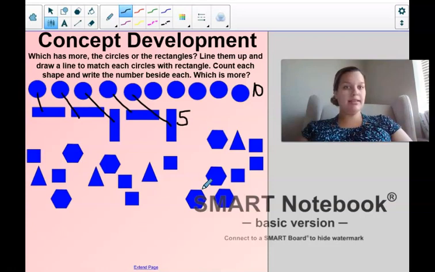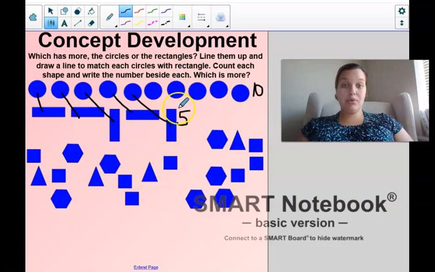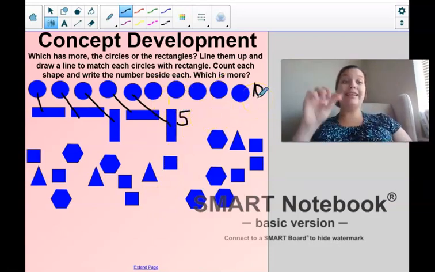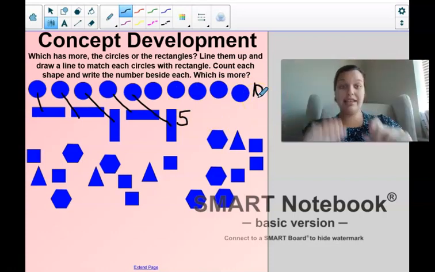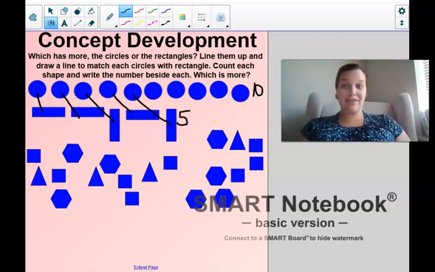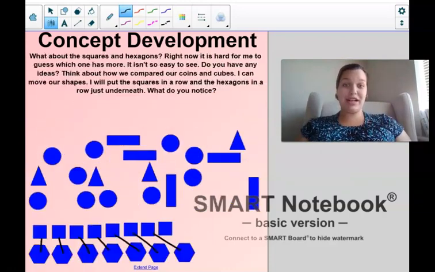Is 5 more than 10? No. I need more rectangles to match my circle. So 5 is not more than 10. 10 is more than 5. Amazing job today, guys.